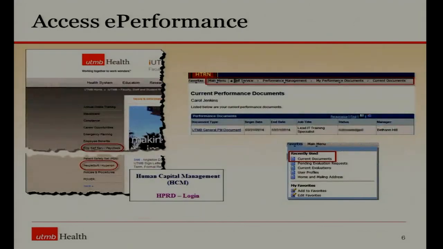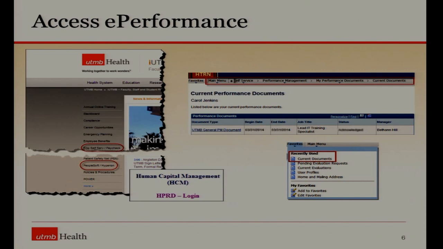How are we going to access the new ePerformance module? Well, from the UTMB homepage, the most common way that most of the employees will be accessing that would be from the employee self-service paycheck link. That is something that most employees are familiar with, having looked at their paycheck. And we do also, of course, have the PeopleSoft link also on the home page.